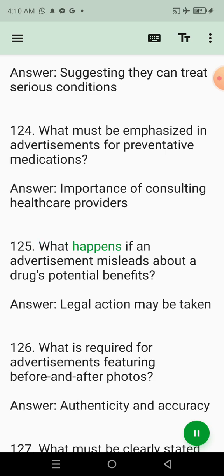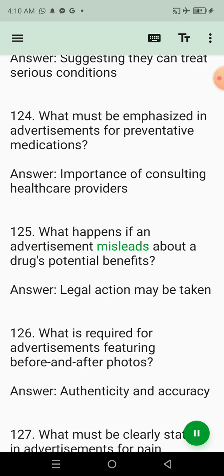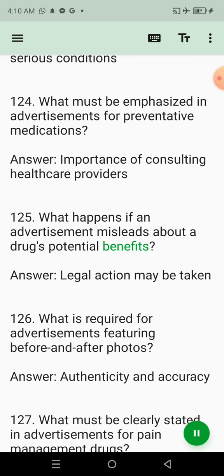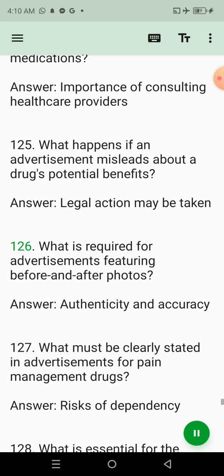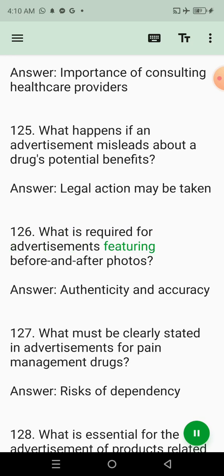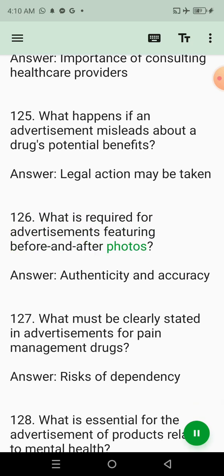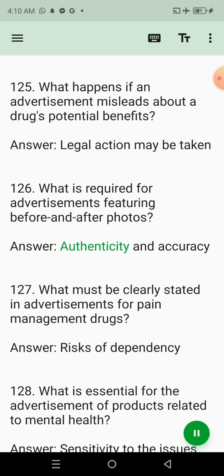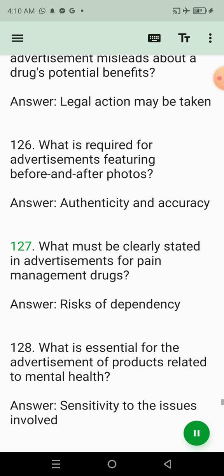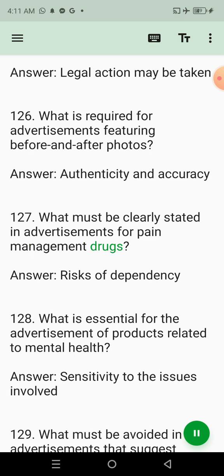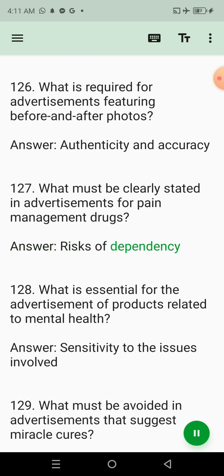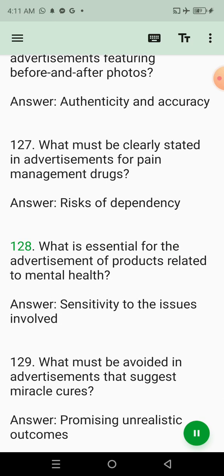125. What happens if an advertisement misleads about a drug's potential benefits? Answer: legal action may be taken. 126. What is required for advertisements featuring before and after photos? Answer: authenticity and accuracy. 127. What must be clearly stated in advertisements for pain management drugs? Answer: risks of dependency.